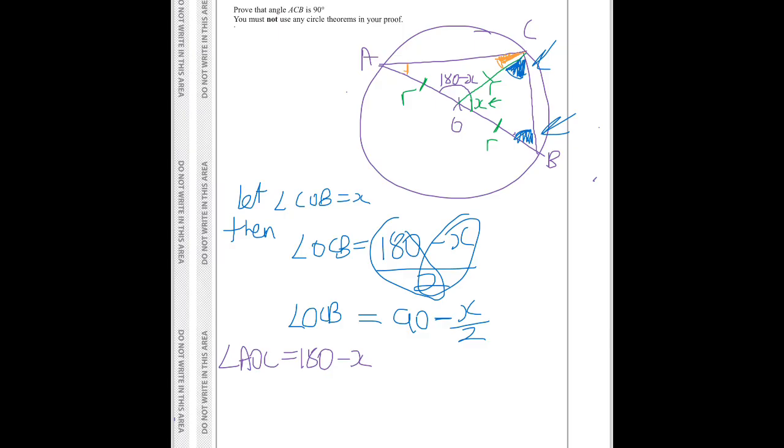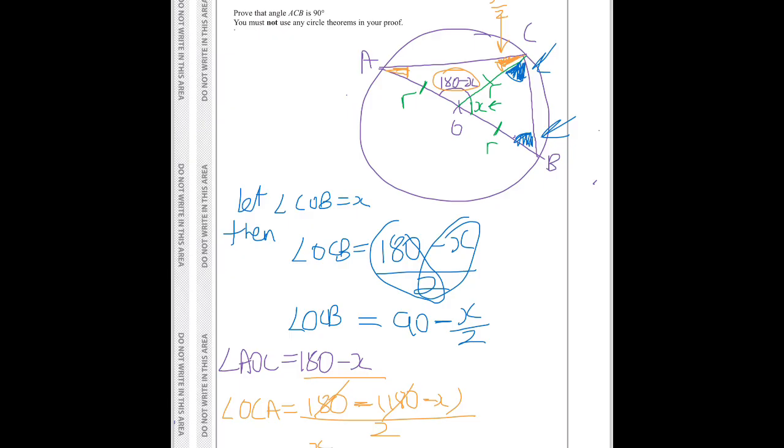just like before, I need to do 180 take away this and then divide the answer by 2. So angle OCA is going to be 180 take away this. I'm going to use brackets here because I'm taking away the whole thing. And then I need to divide it by 2. So 180 take away 180, the 180s cancel out. But look, we've got minus x, which makes it a positive x. So this angle is x over 2.